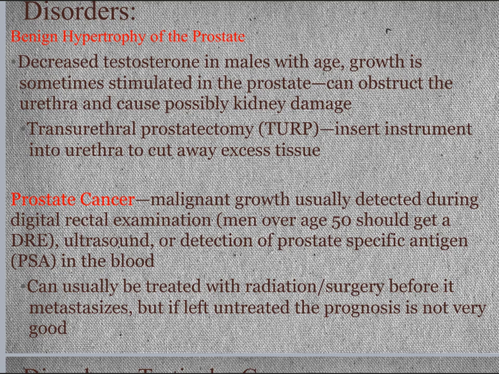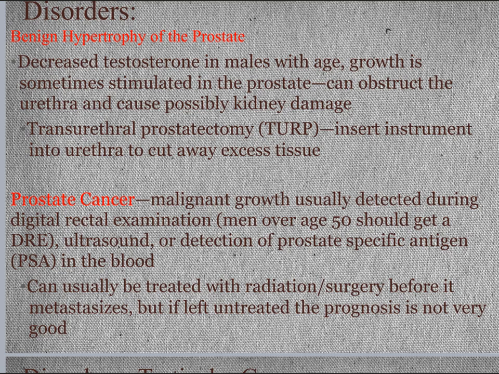Now, what happens with benign hypertrophy? They usually do a procedure called a transurethral prostatectomy, called a TURP. Basically they insert an instrument into the urethra and roto-rooter or cut away excess tissue, opening up that urethra again. The second condition is actual prostate cancer. While it is prevalent in American males, it is not the deadliest cancer. Believe it or not, testicular cancer is one of the most aggressive and deadliest cancers for males, as is ovarian cancer for females. This is malignant growth, usually detected during a rectal exam.